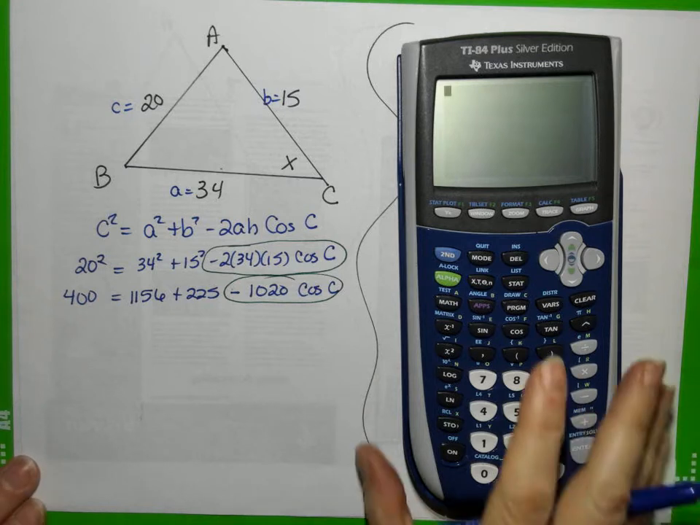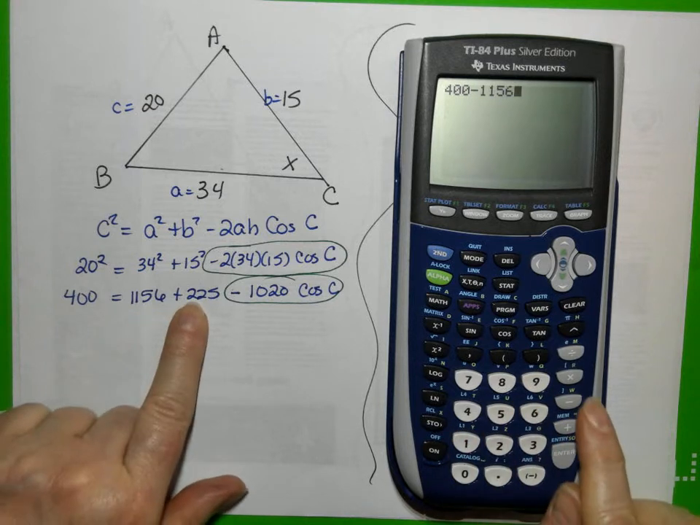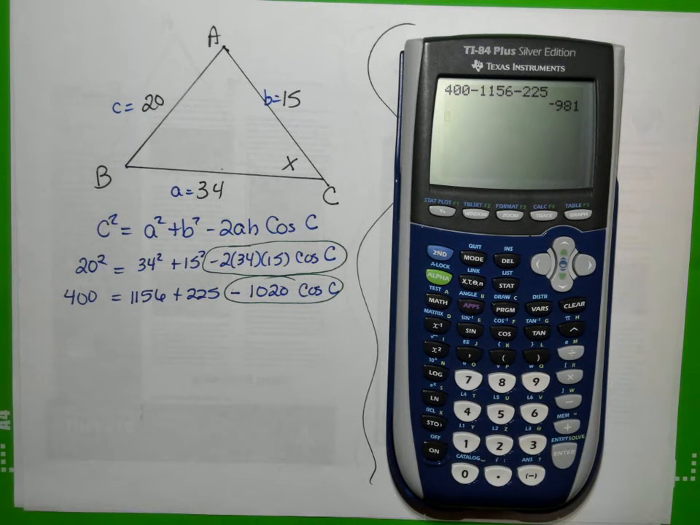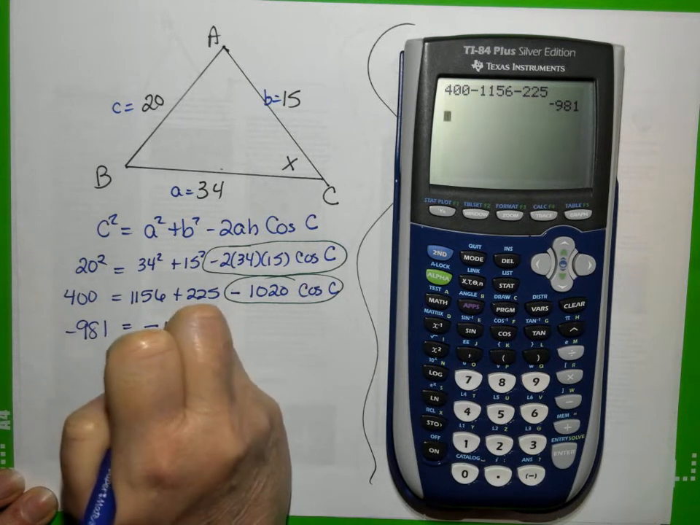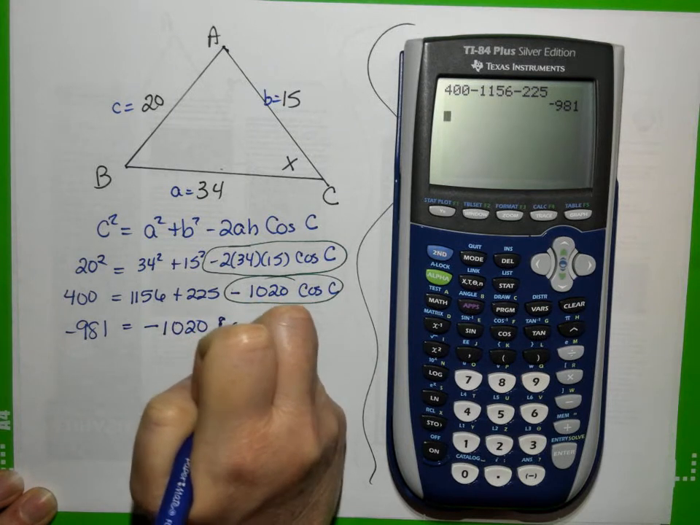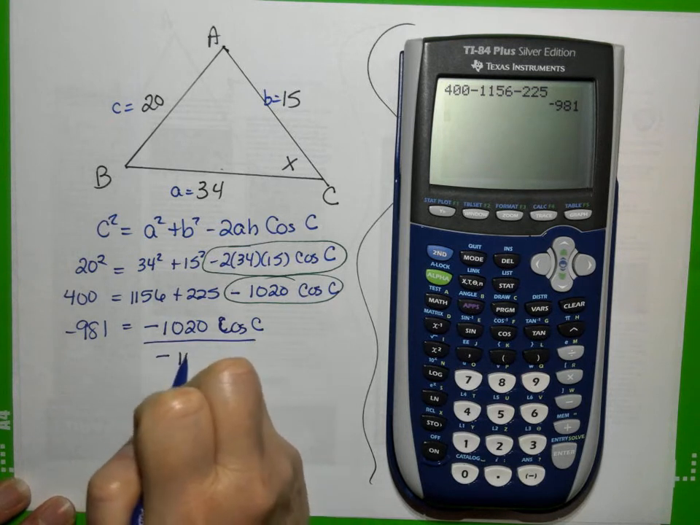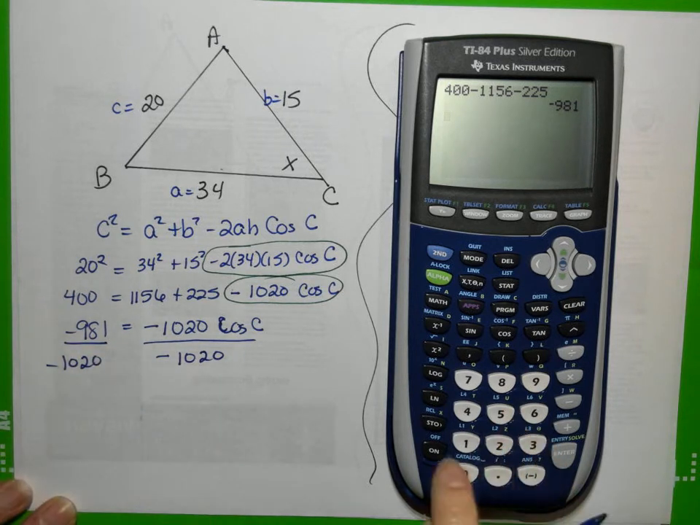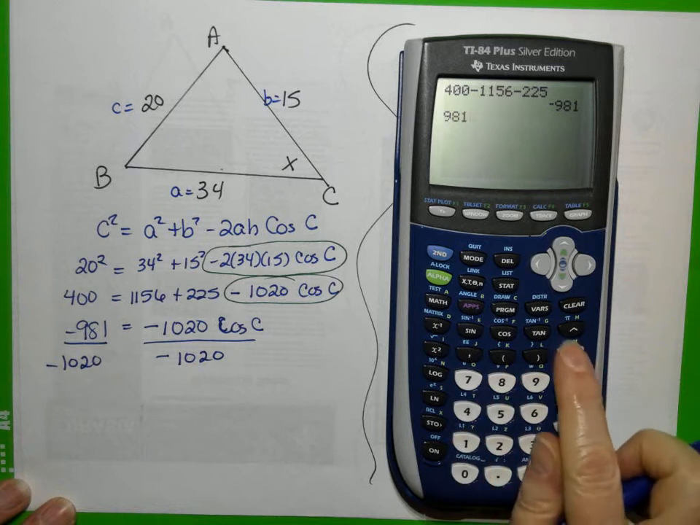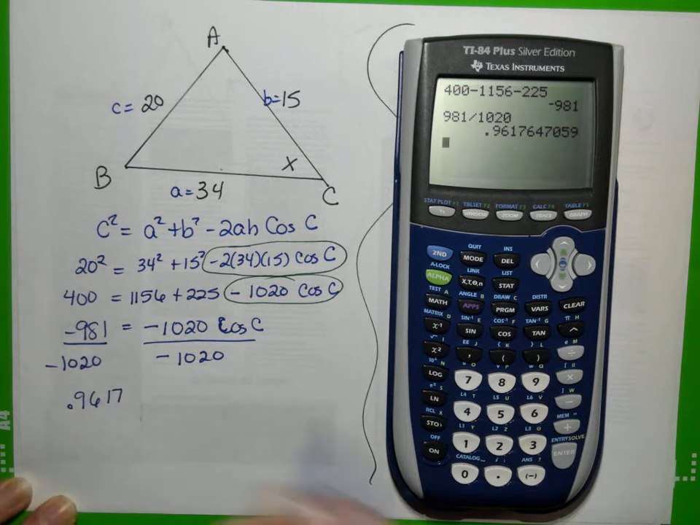And remember, the only way to separate this is through division. Okay, so I'm going to do a little math here. 400, I'm going to subtract 1156 and 225. So I have negative 981 is equal to negative 1020 times the cosine of C. Again, the only way to separate it is to divide. So I'm going to divide by negative 1020. What's a negative divided by a negative? It better be a positive. So 981 divided by 1020 gives me 0.9617, and so forth. That is the cosine of C.